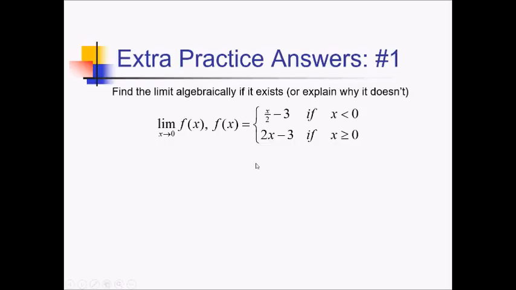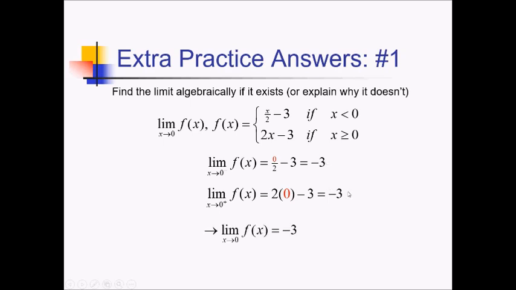On this problem, we're trying to find the limit as x approaches 0 of this piecewise function. Since 0 is the border value of this piecewise function, we need to consider both the left and the right side limits. So for the left side limit as x approaches 0, we're using this less than 0 rule here. So just plugging 0 into this first rule, we have 0 over 2 minus 3, which comes out to negative 3. And now for the right-sided limit at 0, using the second rule, we have 2 times 0 minus 3, which also comes out to negative 3. Since the left and the right limits are both the same, the two-sided limit is also going to be negative 3.